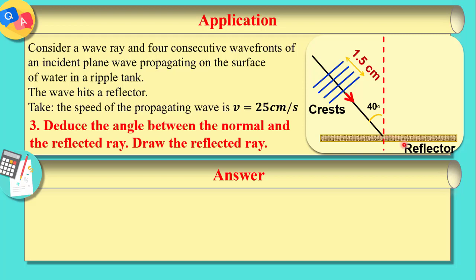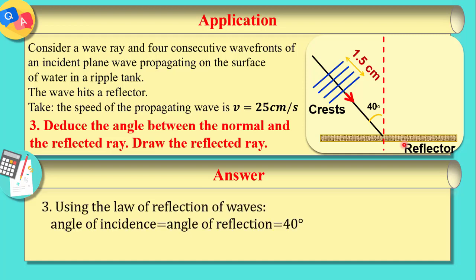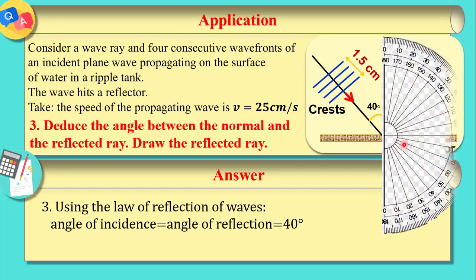Deduce the angle between the normal and the reflected ray. Draw the reflected ray. Using the law of reflection of waves, the angle of incidence is equal to the angle of reflection is equal to 40 degrees. Use a set square to draw the reflected ray.